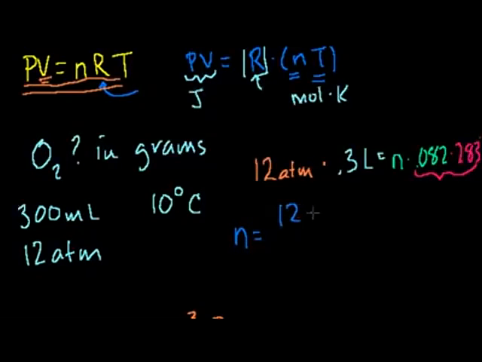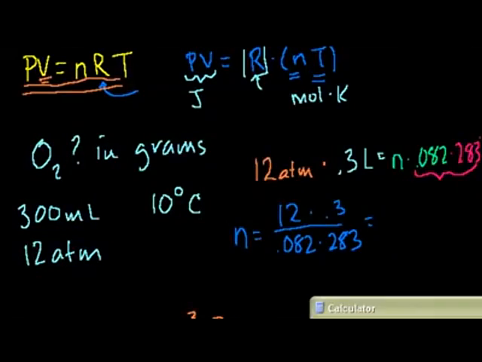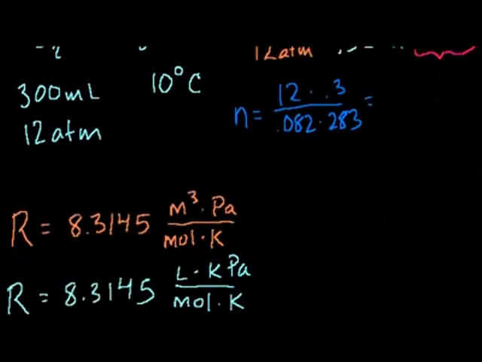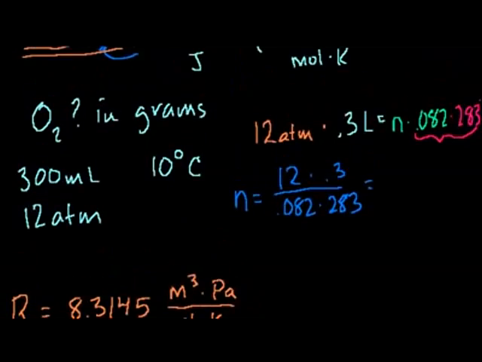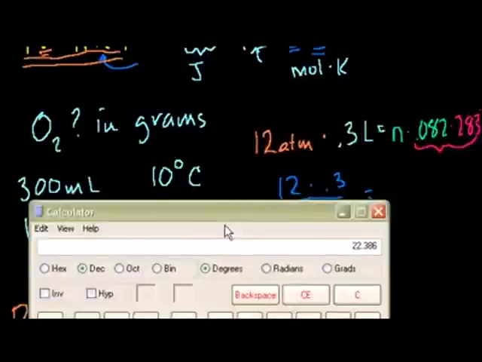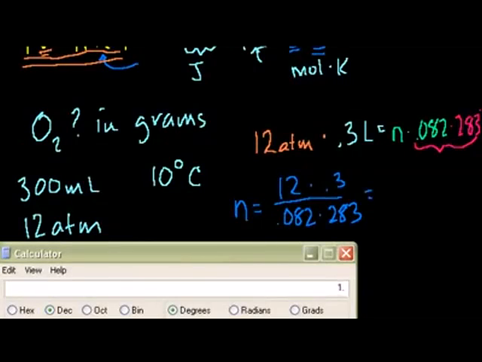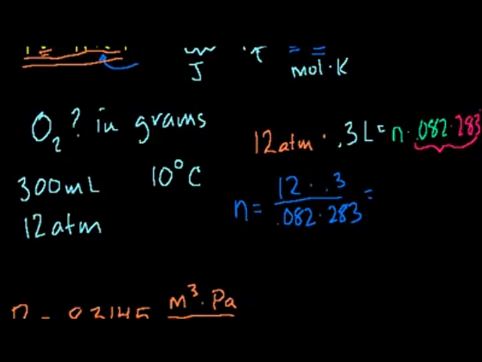is equal to 12 atmospheres, I'm just swapping the sides, times 0.3 liters, divided by 0.082, times 283 degrees, and that is equal to, and our answer will be in moles. And if you want to verify that, you can plug in all the units and use the units for the ideal gas constant. So it's 12 times 0.3 divided by 0.082 divided by 283 is equal to 0.155 moles.